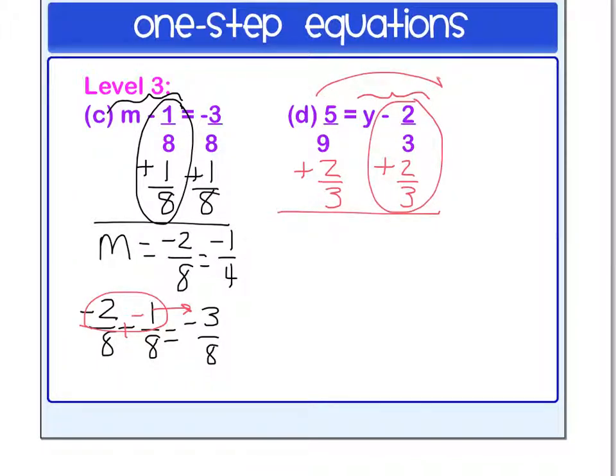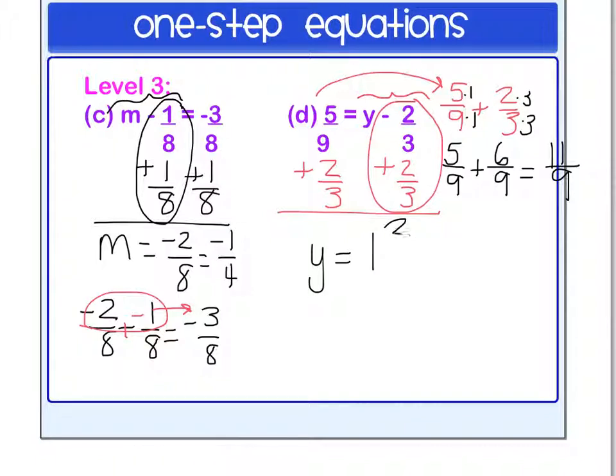Again, I like to write it horizontally, so I'm going to write 5/9 plus 2/3 over here. My common denominator between the two is 9. So I just multiply by 1 here, which keeps it at 5. I multiply by 3, which gives me 6, so I end up with 11/9, which is the same as 1 2/9, because 9 goes into 11 one time with 2 leftovers.